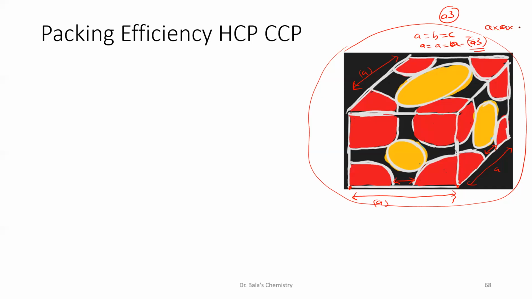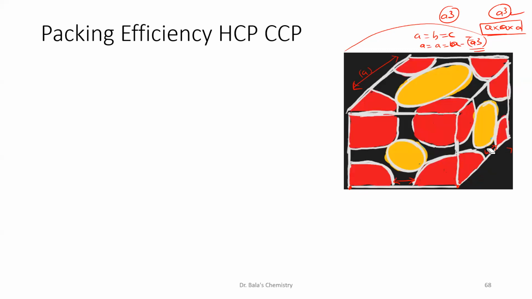So length, breadth, and height are all taken as A, and that is what gives the volume. So we get A cube. If we want to calculate the volume, we have to use the A cube form. So we need to calculate the A value. How can we find out the A value here?